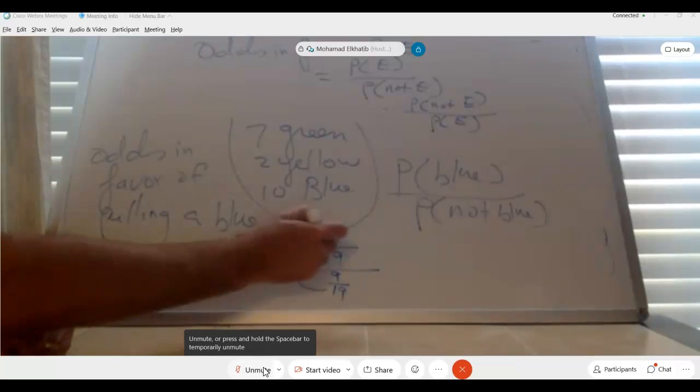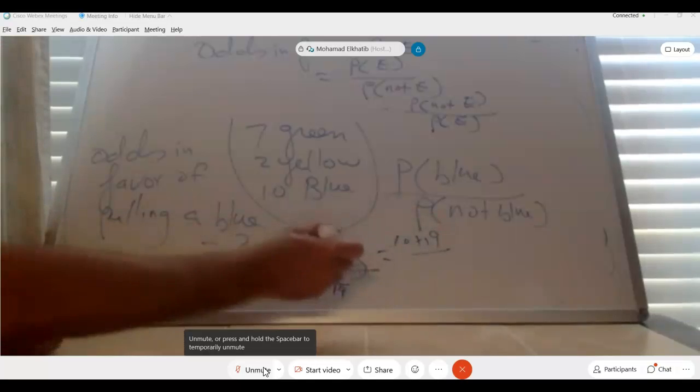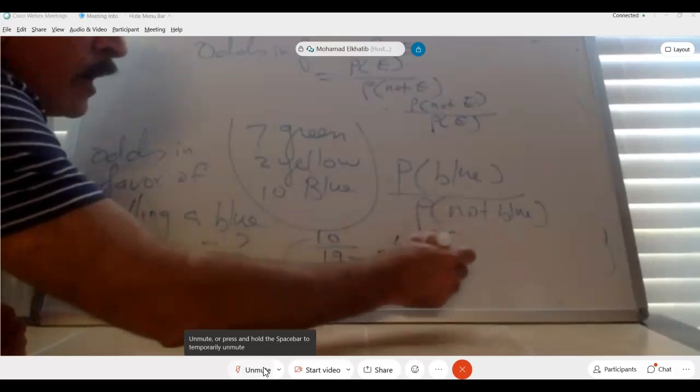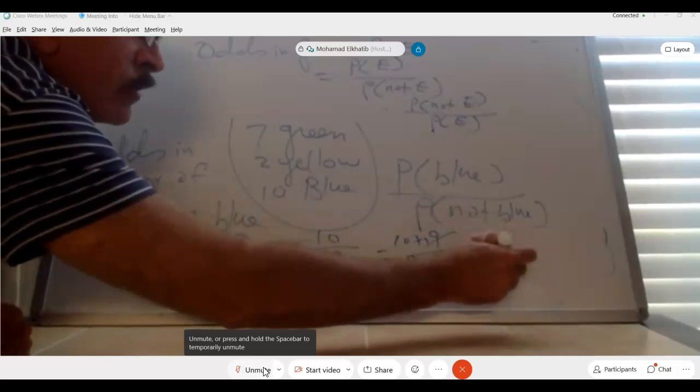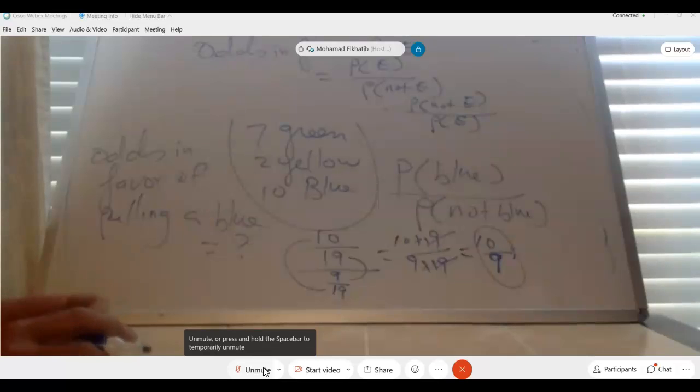So if I divide these numbers, I'll get 10 over 19 divided by 9 over 19. The 19 goes away, so the answer is going to be 10 over 9. But if I ask you what are the odds against pulling a blue marble, then you flip 10 over 9, and it'll be 9 over 10. And that takes care of it. So this is another good example of odds. It's not that difficult at all.